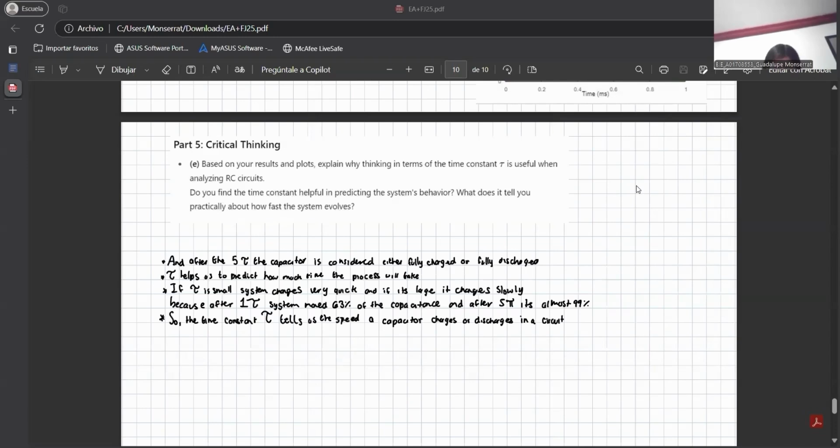After about 5 tau, the capacitor is considered almost fully charged, over 99%, or almost fully discharged. In practical terms, a small tau means the circuit charges or discharges very fast, and a large tau means the process happens more slowly. This understanding is crucial when designing circuits where timing matters, such as filters, timers, or memory devices.